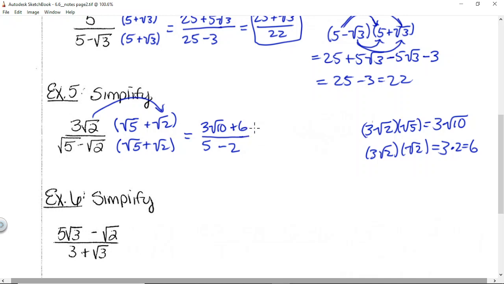So the denominator, of course, simplifies to 3. The numerator is 3 times the square root of 10 plus 6. Now, we can simplify this because we can reduce this fraction. Okay, and that's because the same number divides into all 3 of these numbers. Okay, 3 goes into all of those. Okay, and because of that, we can divide each of those by 3.